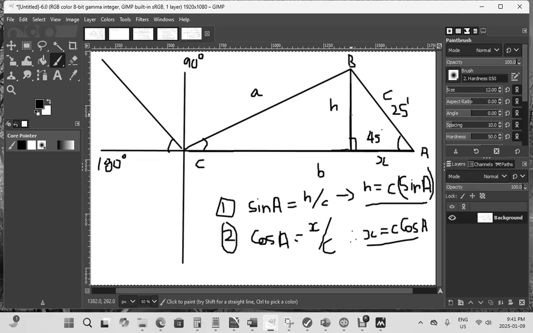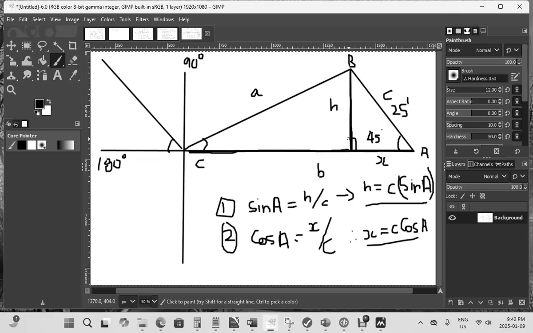So we've solved for this triangle over here. We know H, we know X. X is C cos A, H is C sin A, and we know what side C is, which is 25 feet. In order to solve for this side over here, as well as this side over here, you have to solve for this triangle. This is the second triangle.